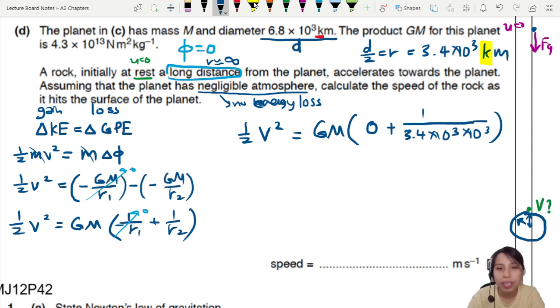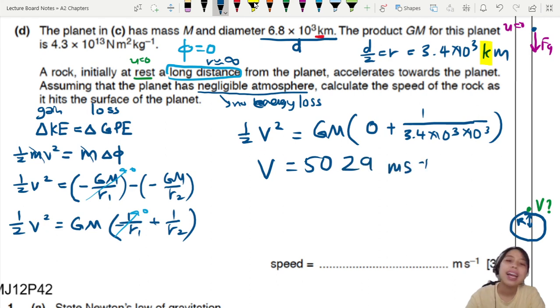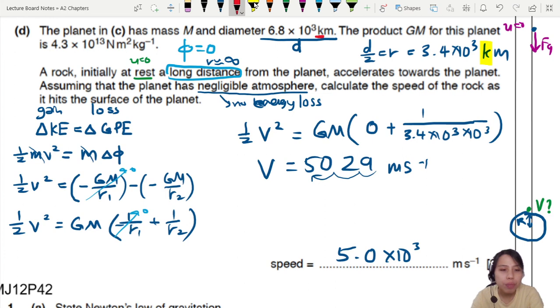Alright, so we press the calculator, and we should get a v of about 5029 meters per second. In standard form, that will be 5.0 times 10 to the 3. I still draw those bumpy things, even after so many years. For this method, if you got your equation right, kinetic energy equals change in potential energy, this is the first mark, C1. Then if you sub in the correct values, this is the next mark, C1. Final answer, A1.